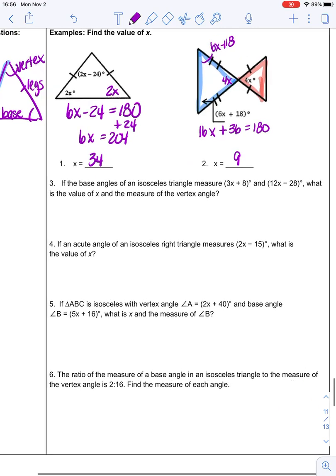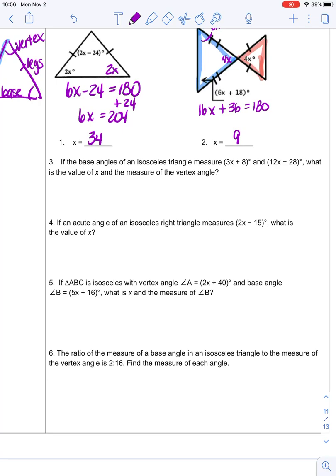Now, in the next 4 problems, you don't have a triangle. And when we're talking about triangles, it's really helpful to have one that you can see. So if the base angles of an isosceles triangle, as soon as I see that, I'm going to come over here and draw an isosceles triangle so that I can see it. The base angles measure 3x plus 8 and 12x minus 28. What is the value of x and the measure of the vertex angle?